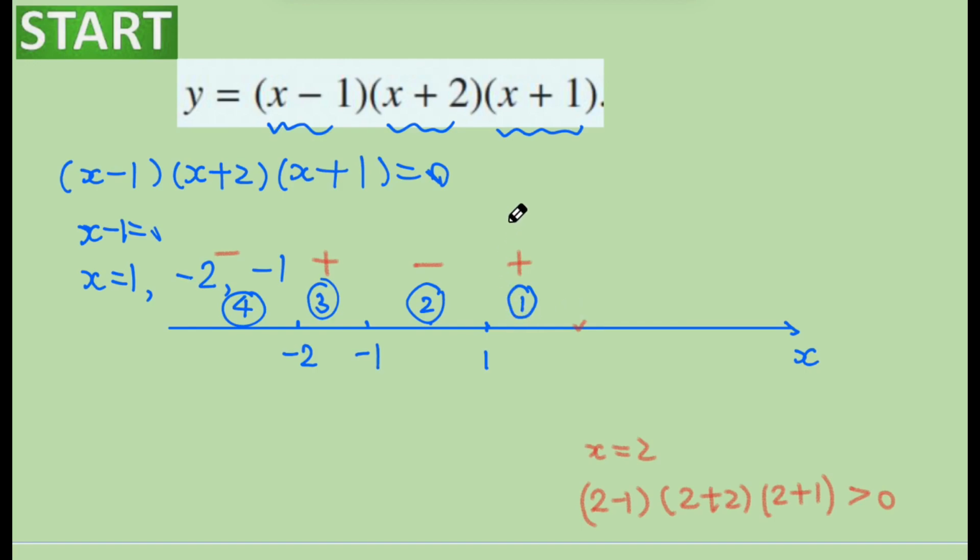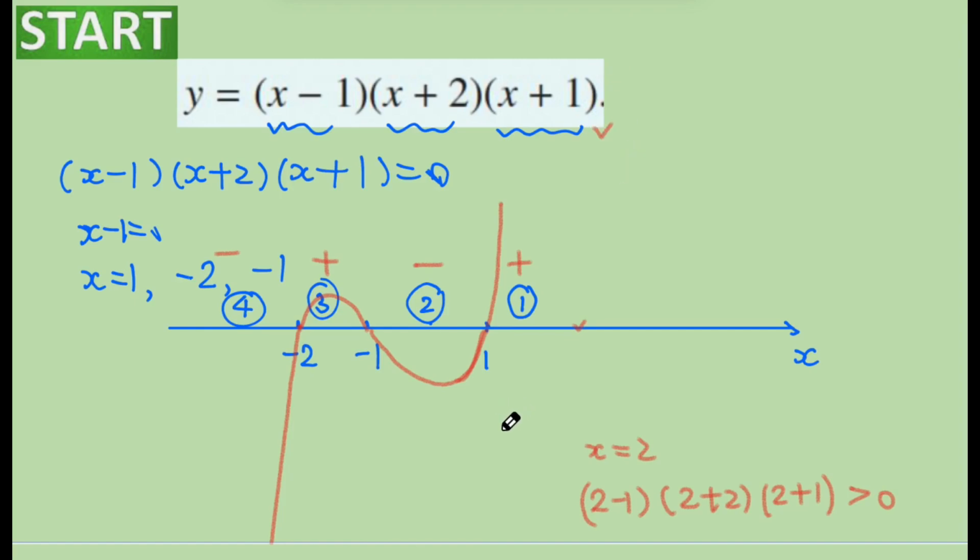To the right of 1 is positive, and then we start from the positive section, and it becomes 0 at x equals 1. Then it becomes negative. At some point, it turns around and becomes 0 again at x equals negative 1. After that, it becomes positive, but at some point, it turns around and becomes 0 at x equals negative 2. Then it becomes negative. So this is the graph of a cubic function with 3 distinct factors.